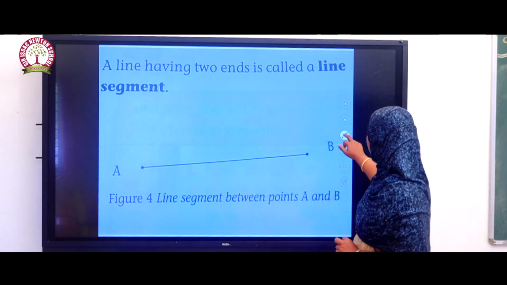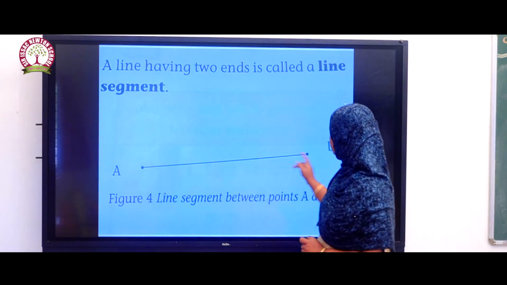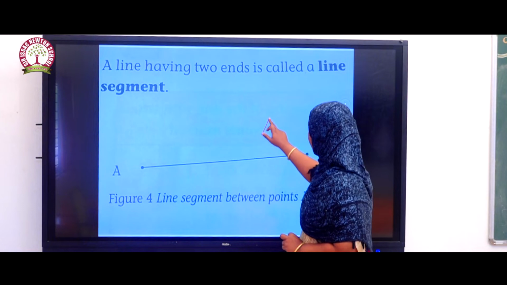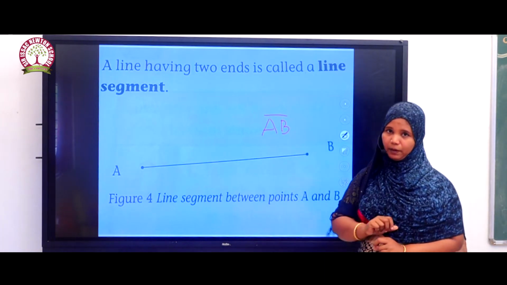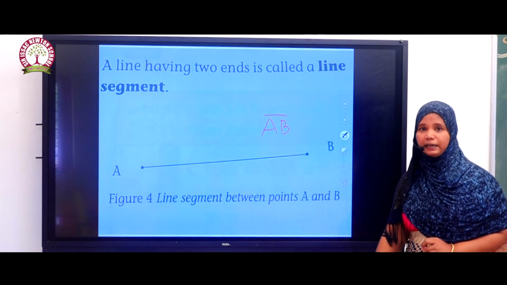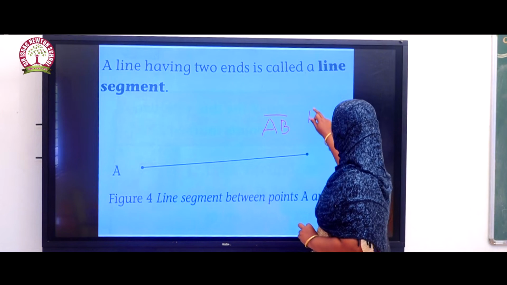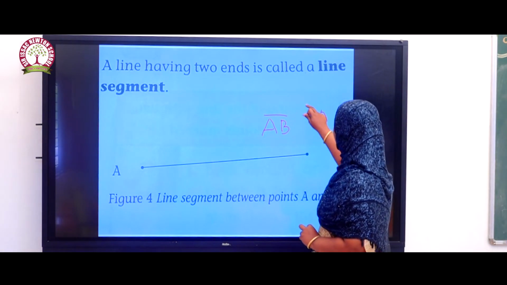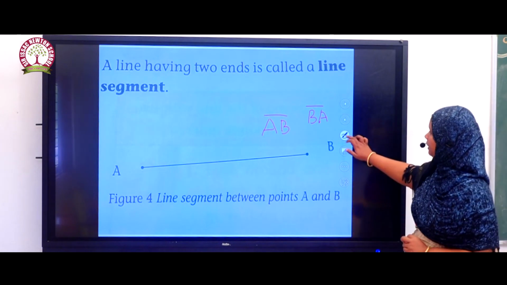How to represent a line segment is, see, this is a line segment AB. I can write it as AB with a line above. So this is called a line segment AB. We can write it as BA also, AB or BA. This is how we represent the line segment.